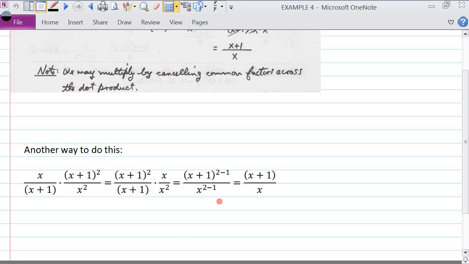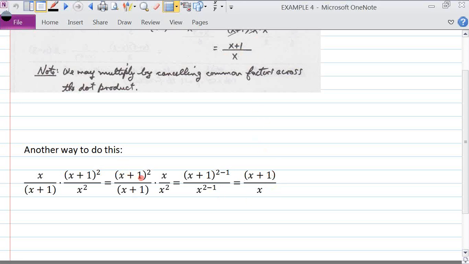So I can bring it up and say x plus 1 to minus 1. Similarly, this is x to the power 1, this is x to the power 2. I can bring this down to the denominator and change it to minus 1. And 2 minus 1 becomes 1. I don't put the 1 here. 2 minus 1 becomes 1. I don't put the 1 there, but I get the same answer that I get over here.